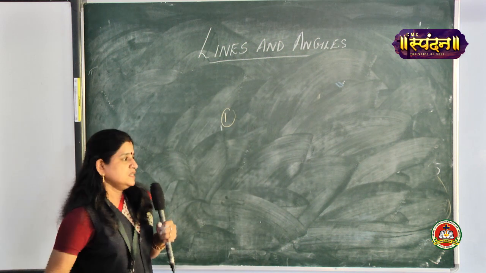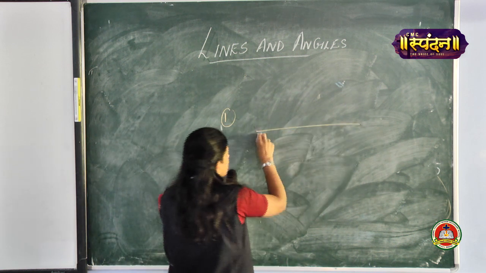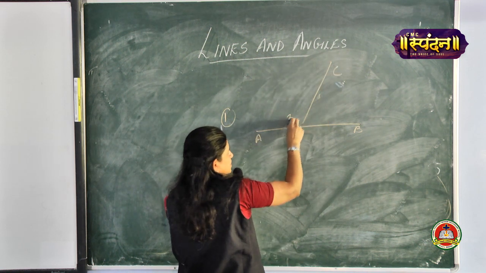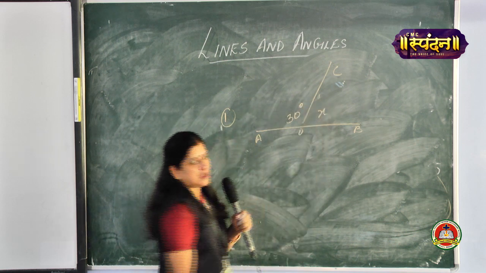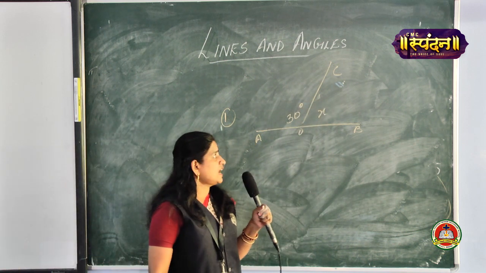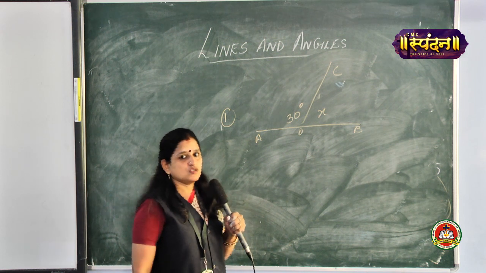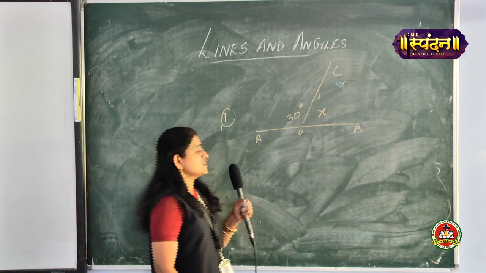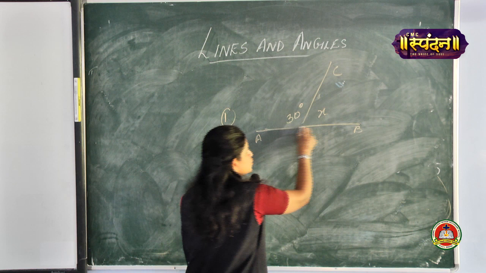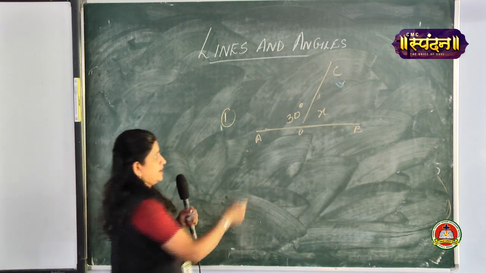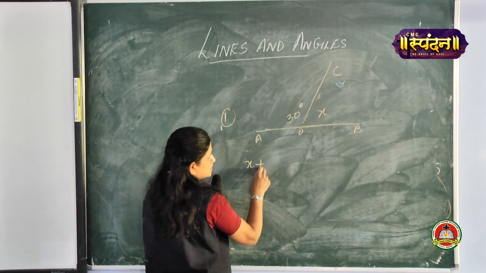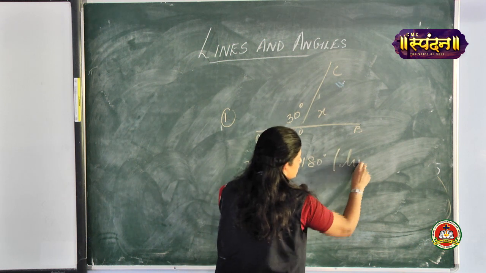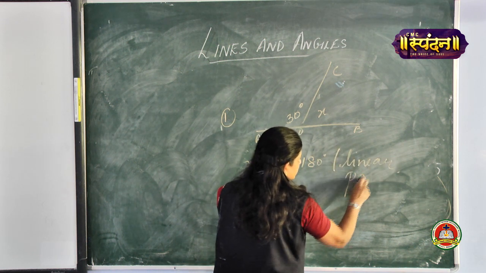Question number 1. Suppose I am giving a line AB and a ray OC and giving two angles, one is 30 degree and the other angle I don't know. How to find the angle X over here? So how will you do this sum? You know the sum of two angles is equal to 180 degree because these two angles are lying on a straight line. So I will write it over here. X plus 30 degree is equal to 180 degree. In brackets you will write linear pair.